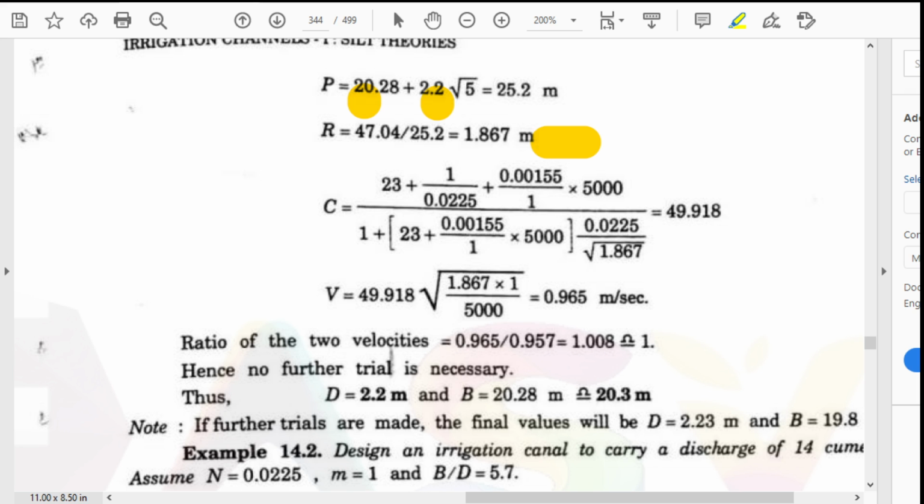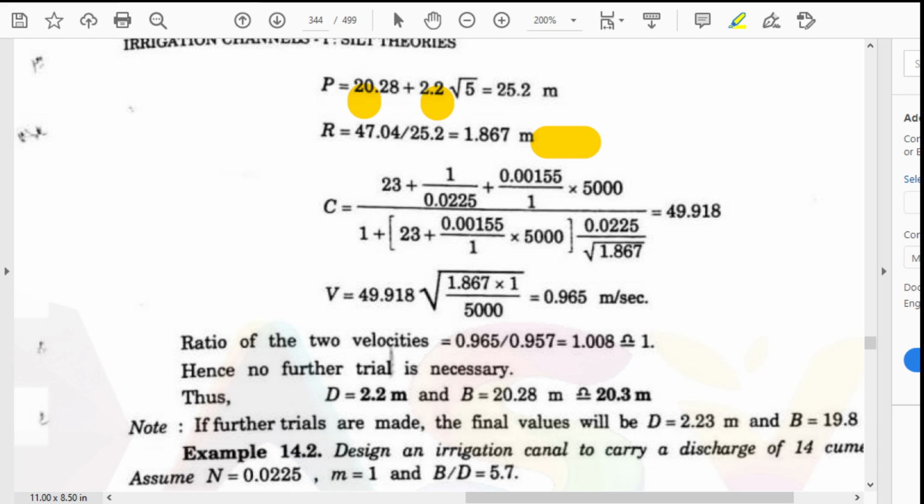This chapter is very easy because only two theories you have to learn. First is Kennedy's theory and second is Lacey's theory. The only thing is that you have to remember the formulas and design steps for these two. Further, the drawbacks for these two theories, Kennedy's and Lacey's, you have to learn and compare which is better, either Kennedy's theory or Lacey's theory, for the design of a channel.